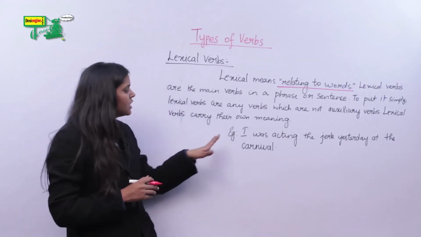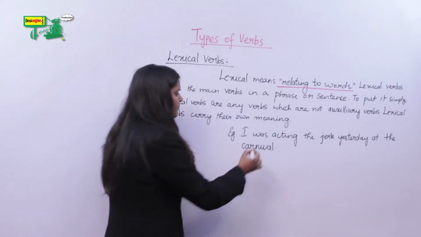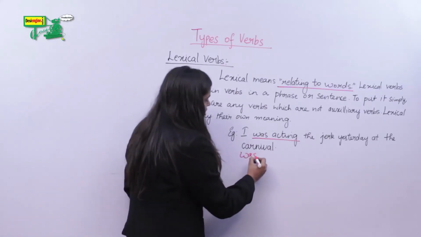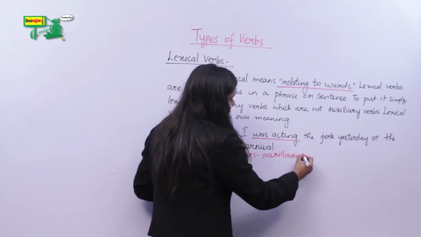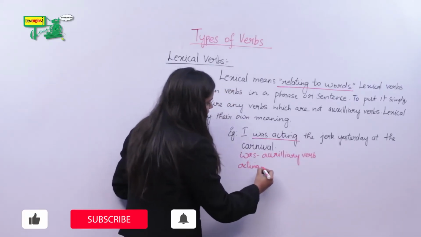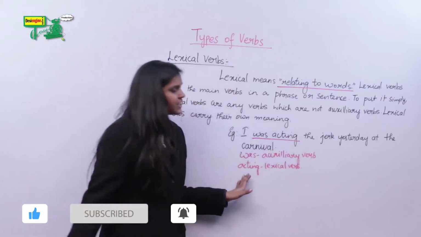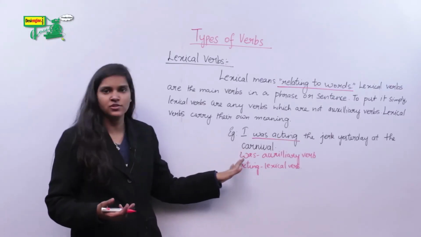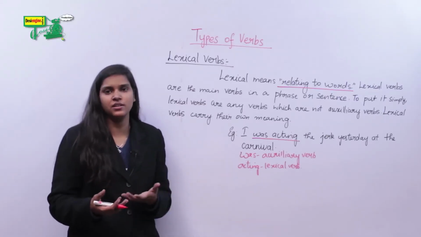For example, I was acting the jerk yesterday at the carnival. Here, was acting is a complete verb. Was is the auxiliary verb, and acting is our lexical verb. Acting can exist independently, it can have its own meaning, whereas was, which is an auxiliary or supporting verb, cannot act as an individual verb in any sentence.